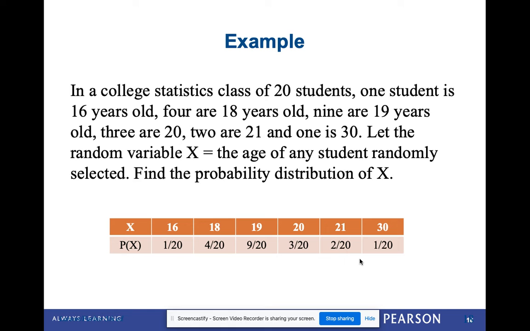This one is pretty much straightforward. So in a college statistics class of 20 students, one student is 16 years old, 4 are 18, 9 are 19, 3 are 20, 2 are 21, and 1 is 30. Since the class has a total number of 20 students, that's going to be your probability down right here. If you notice, the random variable is the age of any student. So the ages range from 16 to 30. And then basically put in the empirical counts.